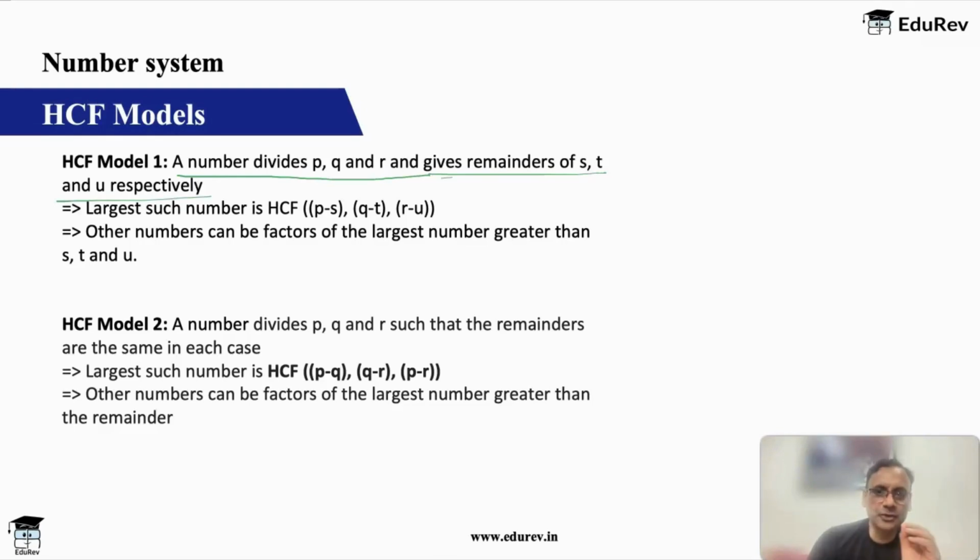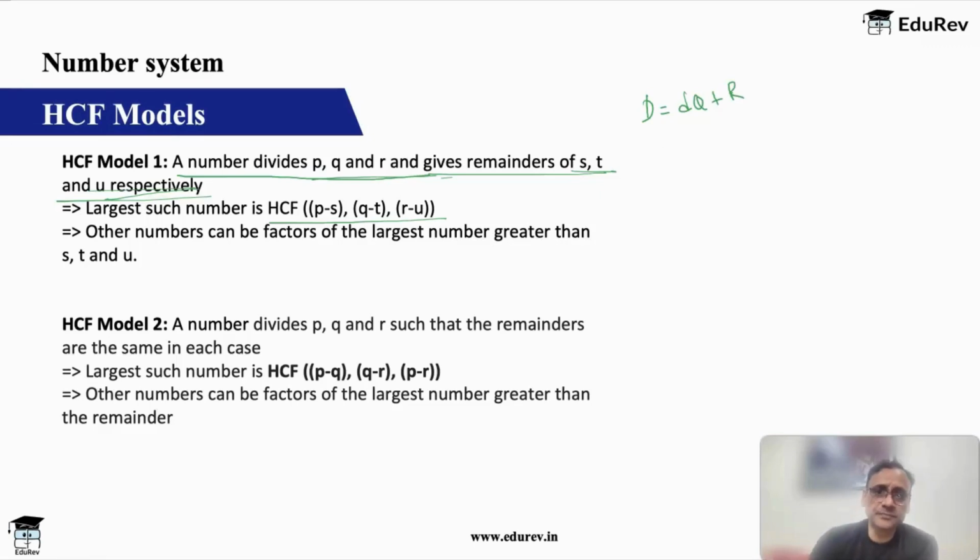Okay, as simple as that. There is no pattern, nothing. You know all the divisors, you know all the remainders. Then the largest such number is the HCF of dividend minus the remainder. This comes from the basic concept that you know that dividend is equal to divisor into quotient plus remainder.